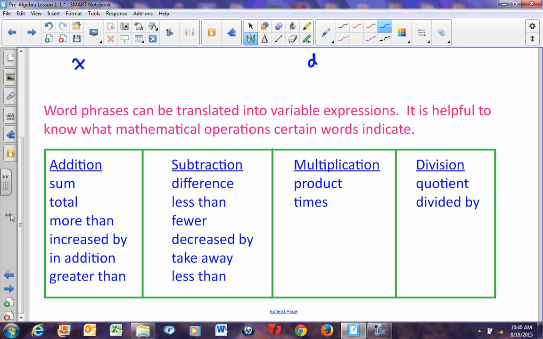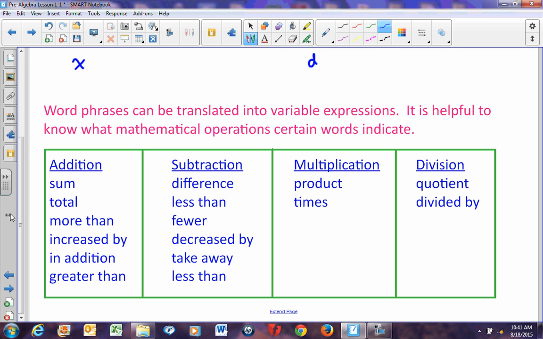If I say 6 more than 5, that means you're going to add 5 to 6, which is addition. Increased by: 12 increased by 6, then you're going to have 12 and add 6 to it. In addition to: 6 in addition to 5 means you're going to add them together. Greater than sometimes means the greater than symbol, but sometimes indicates addition. He makes $8 greater than me, and I make $5, and you can figure out how much they were.